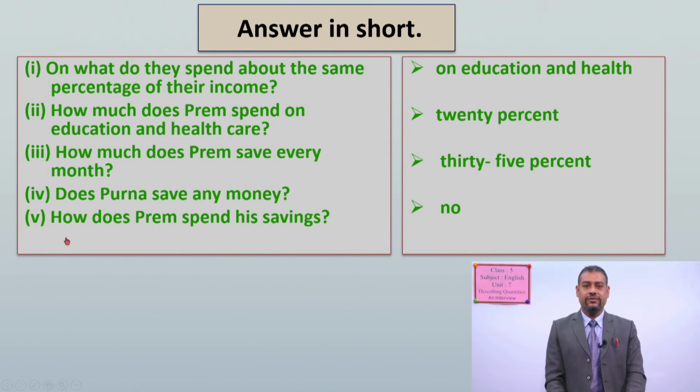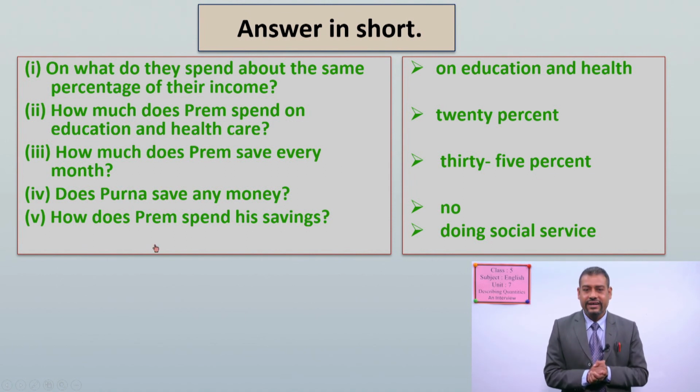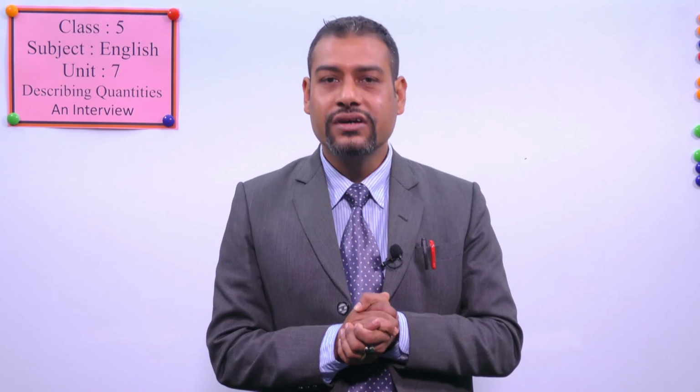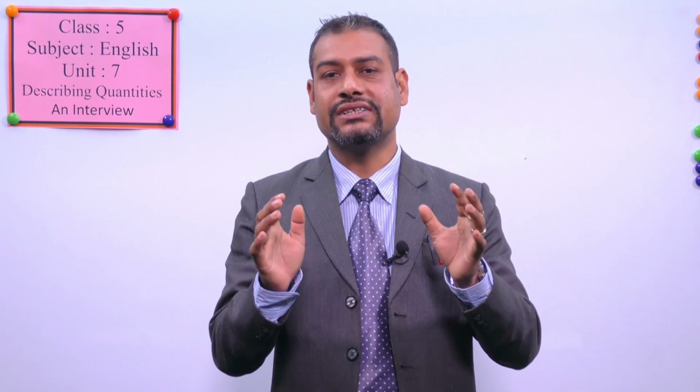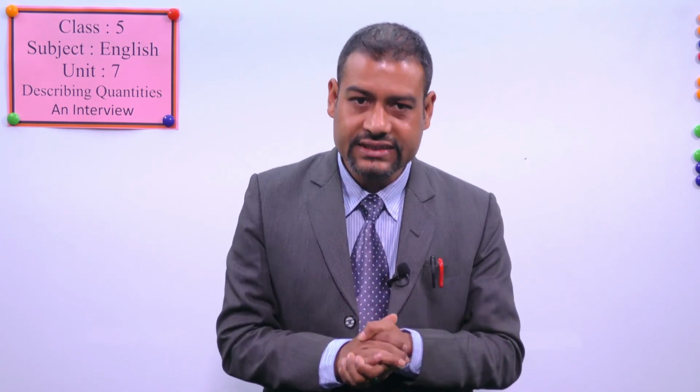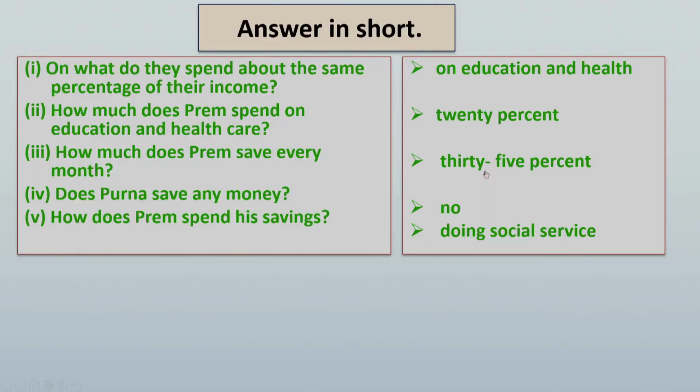Now another question we have is, how does Prem spend his savings? It's very clearly said, okay, that he is doing social service, doing social work. And at the same time, you shouldn't forget that Purna also says that he does not have any saving, but he is interested in social work. All right. So here percent, how much, how many are used to express quantity, to describe quantity.